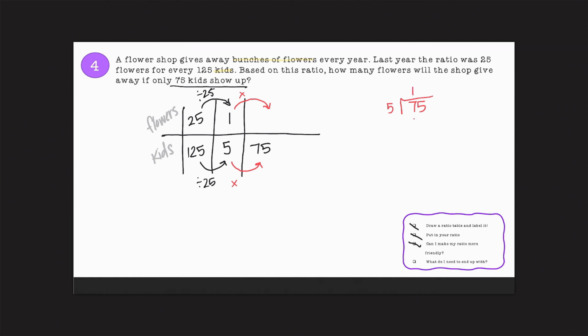5 goes into 7 one time, with 2 remaining. Bring down your next place value. 5 goes into 25 5 times evenly. So we have our quotient of 15. So that means I'm multiplying 15 by 5 to get 75. That means I can do the same thing up here. And because we made a friendly ratio, all we have to do is 1 times 15, which is super doable. So we know that the flower shop is going to give away 15 bunches of flowers.